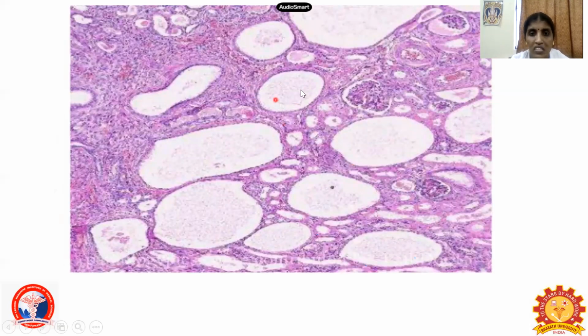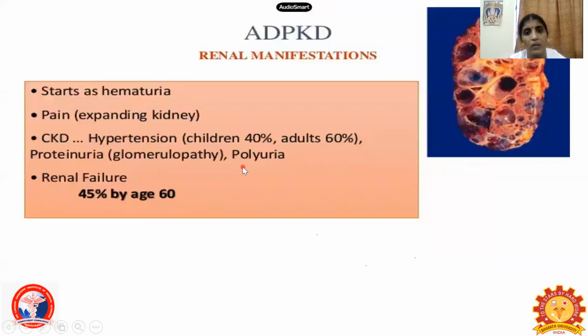So you can see these are the cysts which are of varying sizes, right? You can identify interspersed tubules or nephrons with the glomeruli in between, and vessels are there. And you can see the cyst wall is lined by epithelium. Here is the flattened epithelium.